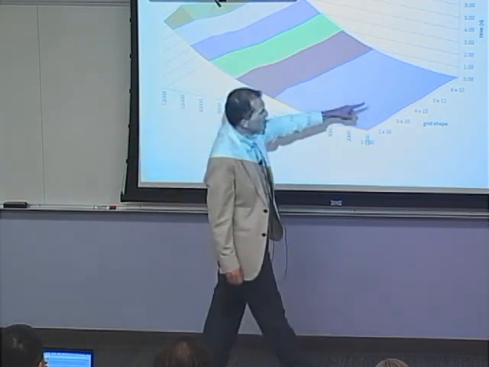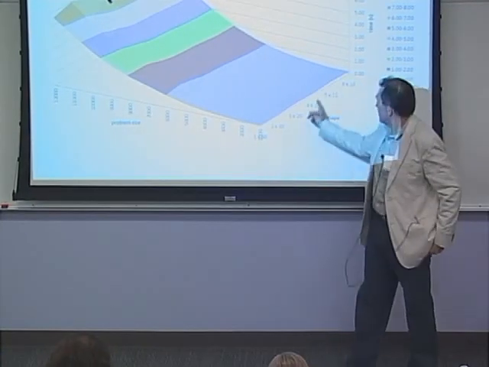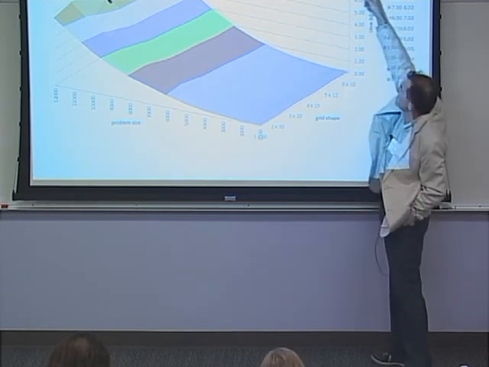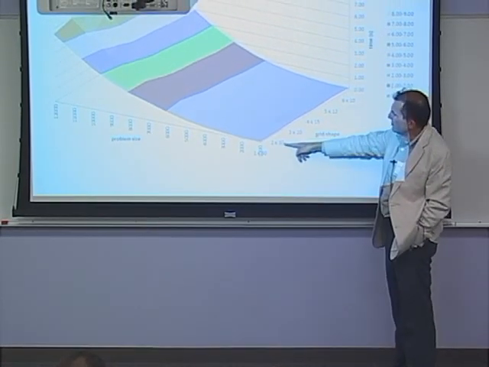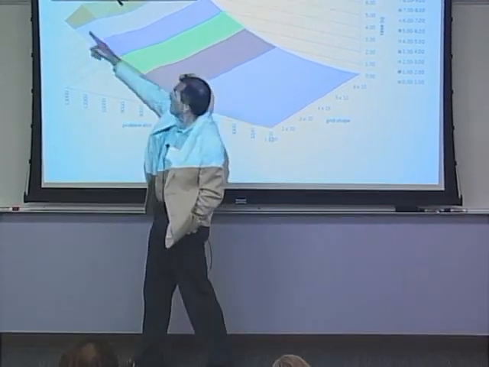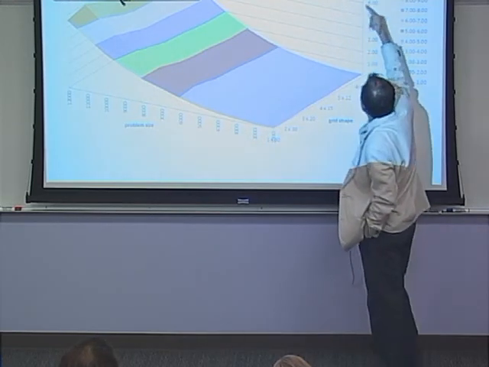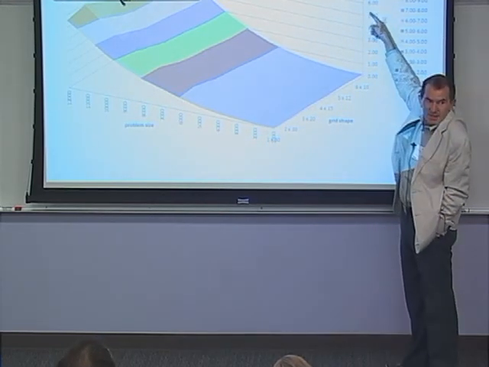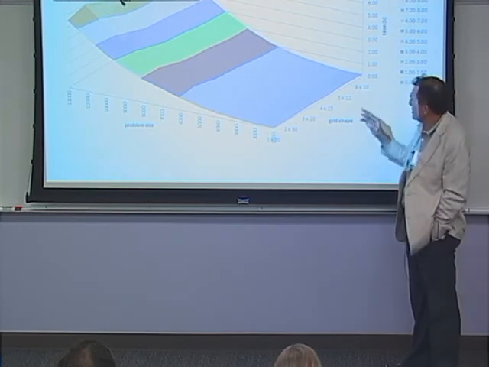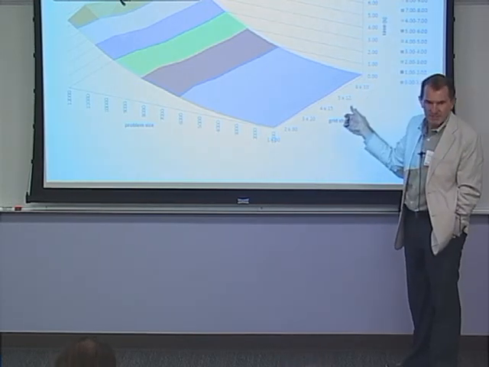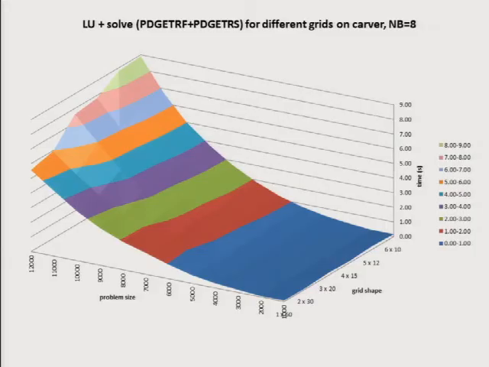If I use a grid of dimension 6x10, the time is 90 seconds. If I use a grid of 2x30, let's see, this is 1, 2, 3, 4, it's between 5 and 6 seconds. Another thing that's important to remember is that it's not only the distribution of your data in parallel, but how you distribute it, so how you define your grid. For this particular LU plus solve, the one that gave us the best performance on this architecture was 2x30.